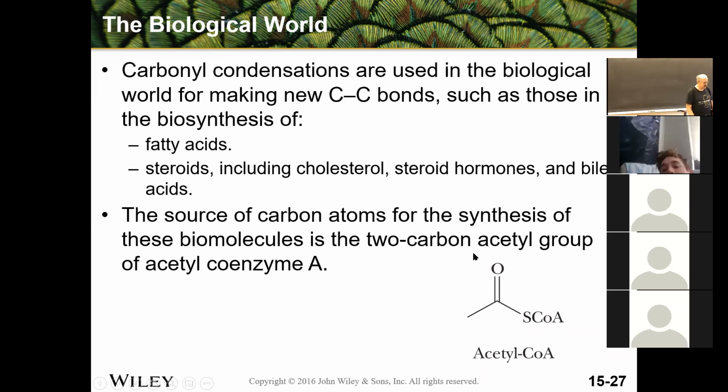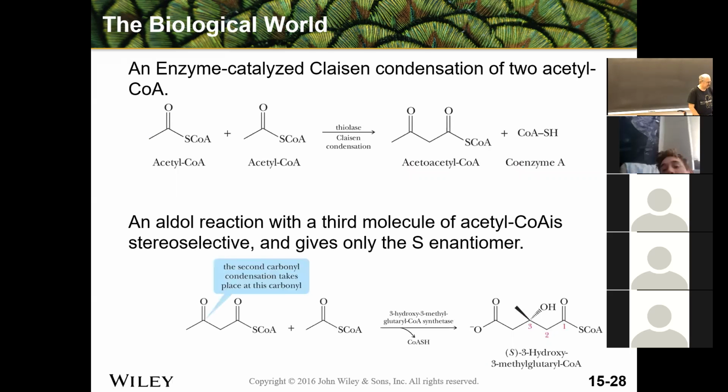Okay, this is the source of these biological molecules. They're built up 2 carbons at a time using acetyl coenzyme A. And that's why most fatty acids contain an even number of carbons. So we do an enzyme catalyzed Claisen condensation of 2 of these acetyl coenzyme A's. That gives you the acetoacetyl coenzyme A.